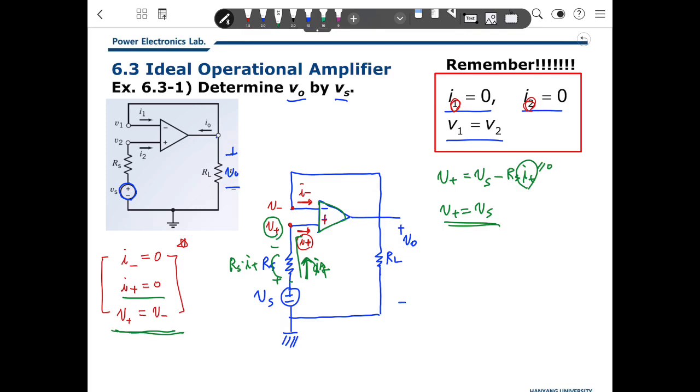We have this relationship, so Vs will be the same as V minus. That means that voltage is Vs. Then that is connected to VO. So what's the meaning of that? VO is the same as Vs. That's the way to solve the op-amp electric circuit. It's very simple.